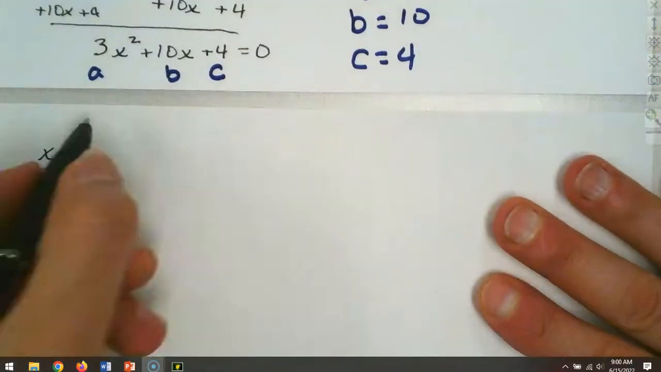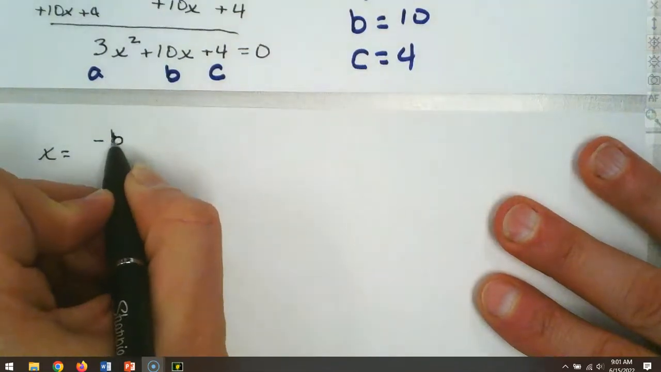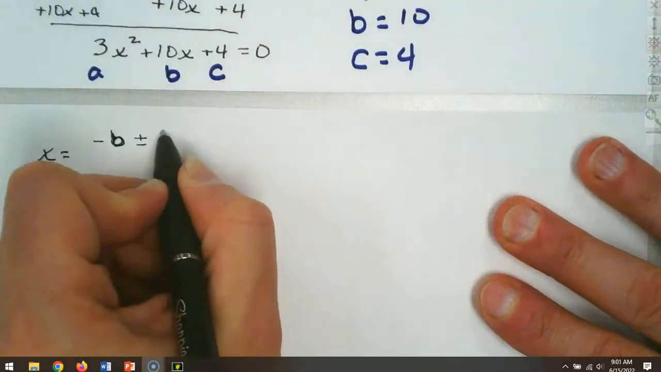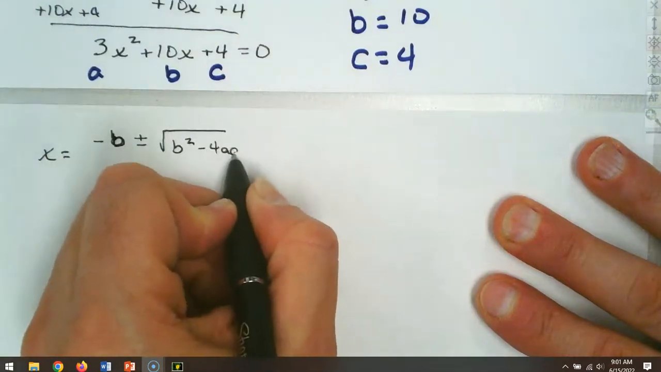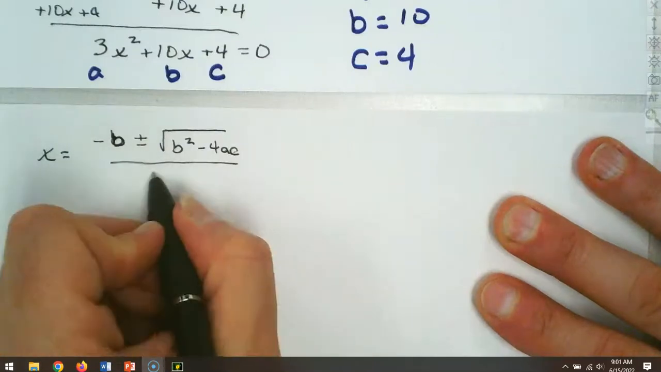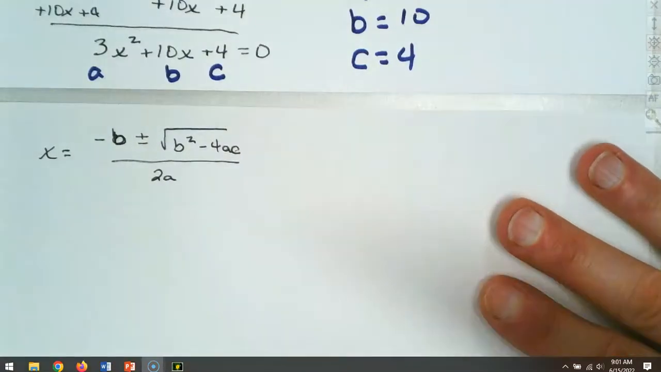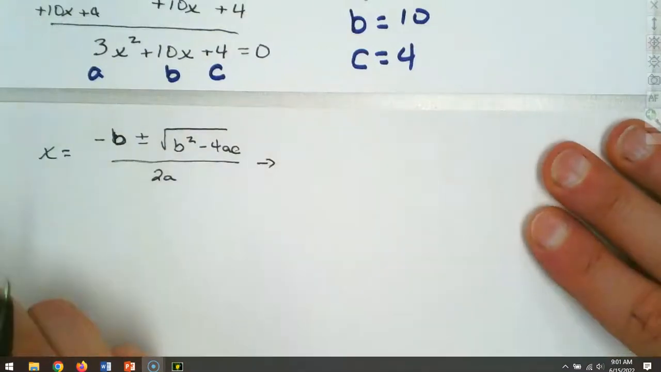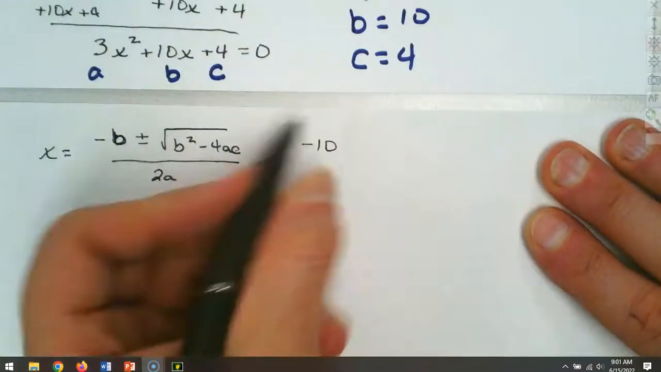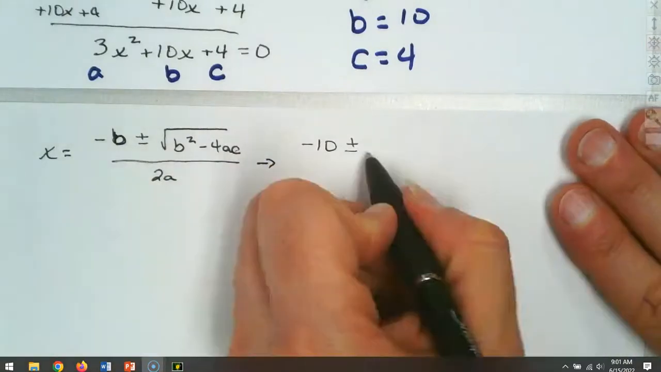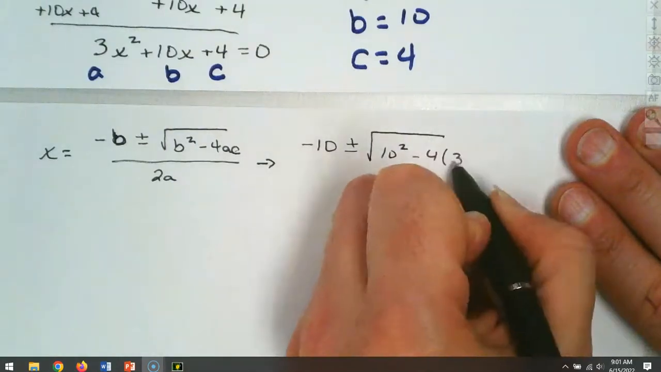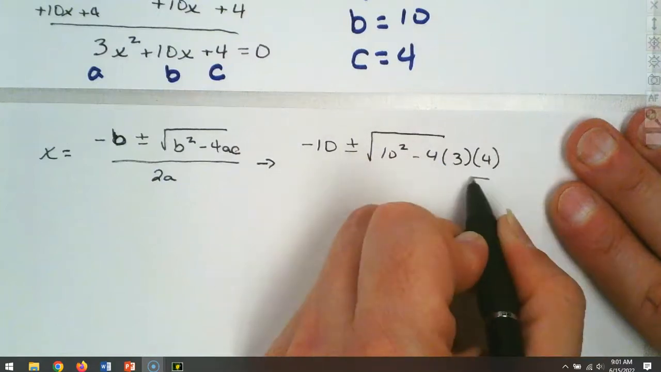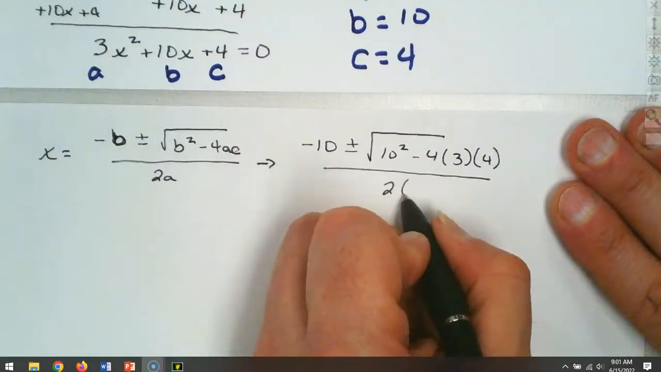So with our formula, x equals minus b plus or minus the square root of b squared minus 4ac all over 2a. And we plug our values in. So we have a minus 10. We have a plus or minus again. The square root of 10 squared minus 4 times 3 times 4 all over 2 times 3.